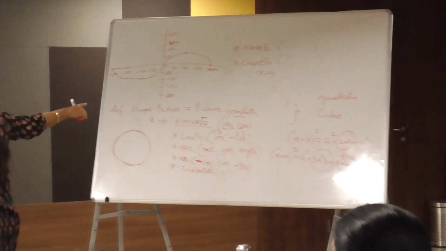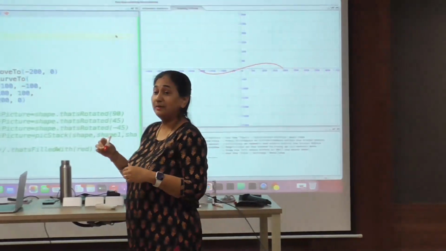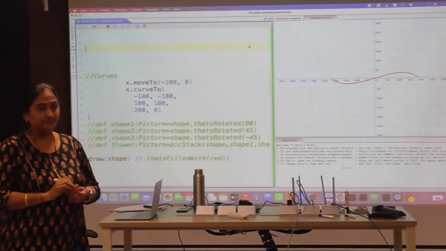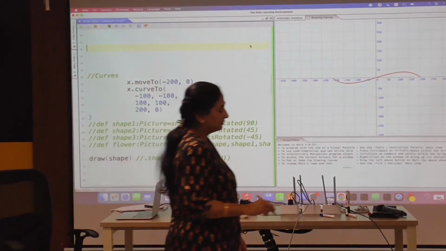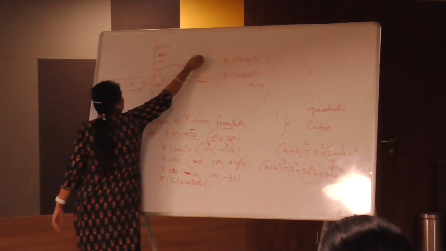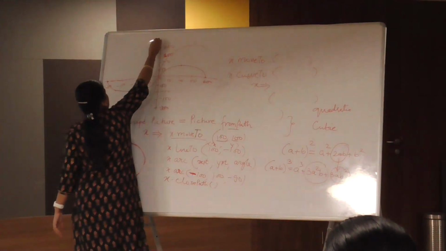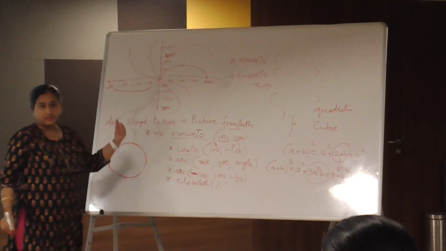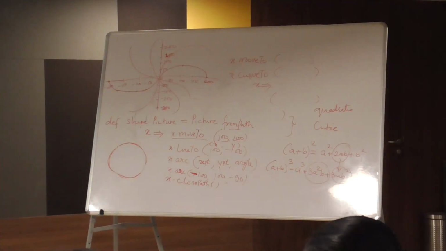So now, given this curve, can we rotate this curve and make a flower? Just go on rotating this curve. See, it's like this, no? Just rotate it and make a flower out of it.